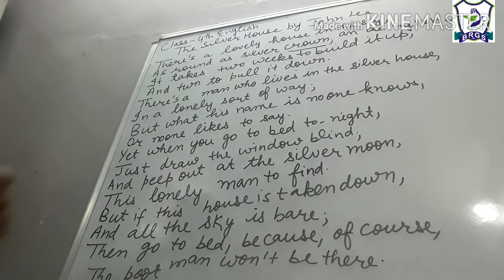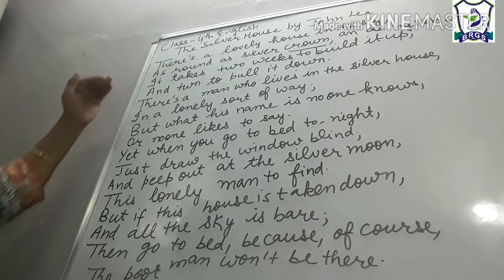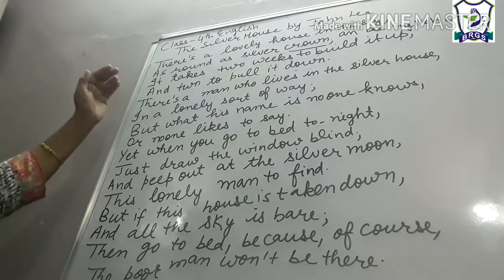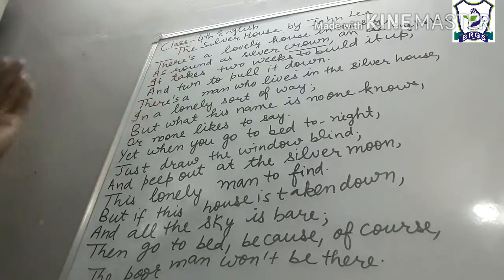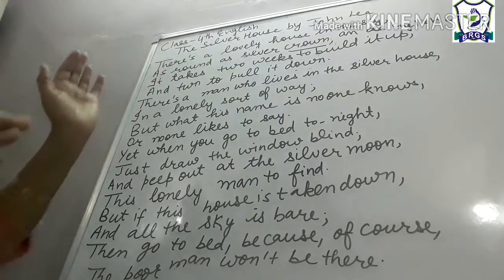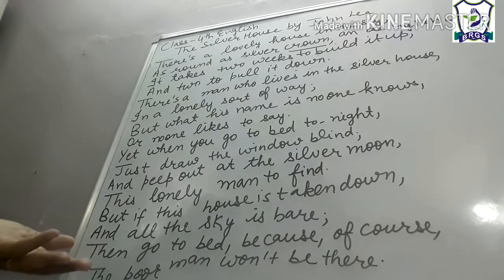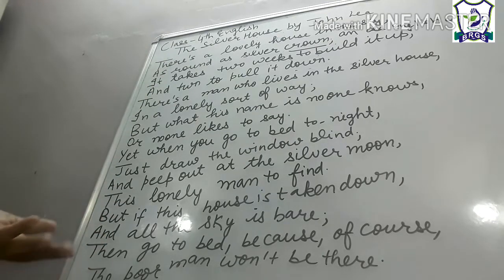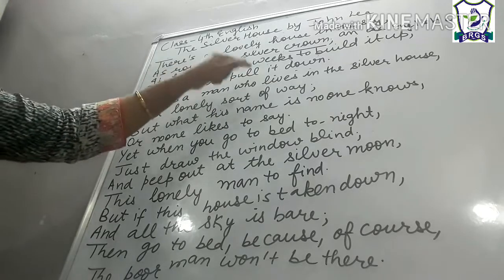Tell me, have you ever noticed the shape of the moon? Is it always round in shape? No, sometimes it is half, sometimes it is quarter, sometimes even less than a quarter, right? So that's what he is explaining here, that it takes 2 weeks to build it up. The moon takes 14 or 15 days to build its full shape. And then we have full moon night, right? And 2 to pull it down.